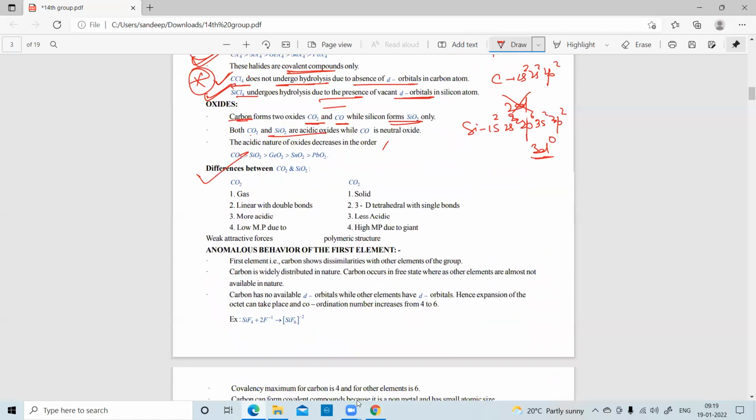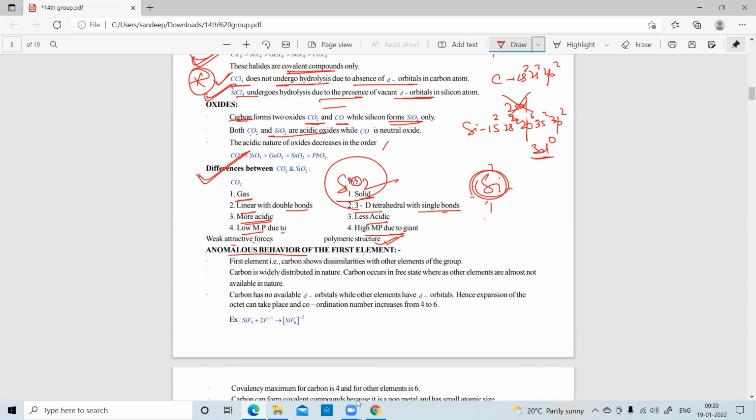Now, let's see the difference between CO2 and SiO2. CO2 is a gas, whereas SiO2 is a solid. CO2 is linear with double bonds. SiO2 has a three-dimensional structure with single bonds. CO2 is more acidic, SiO2 is less acidic. CO2 has a low melting point due to weak attractive forces. SiO2 has a high melting point due to its giant structure. In the giant structure, silicon is bonded with 4 oxygens, so the coordination number of silicon will be 4 here.